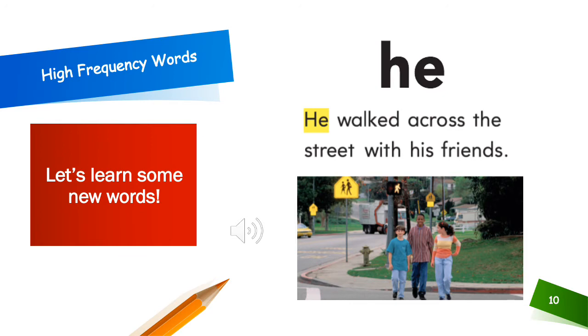Now let's practice our high frequency words. The first word is he. H-E, he. Can you say that? He. He walked across the street with his friends.